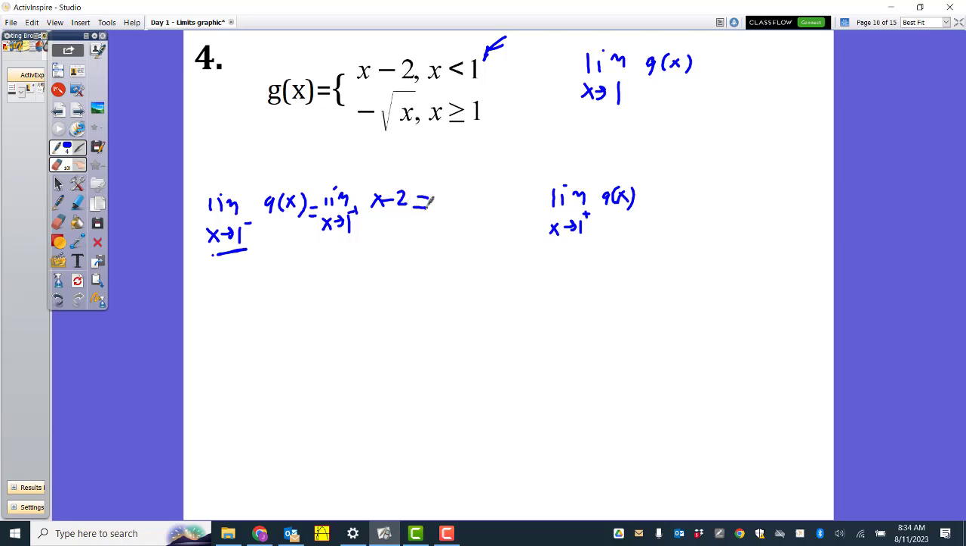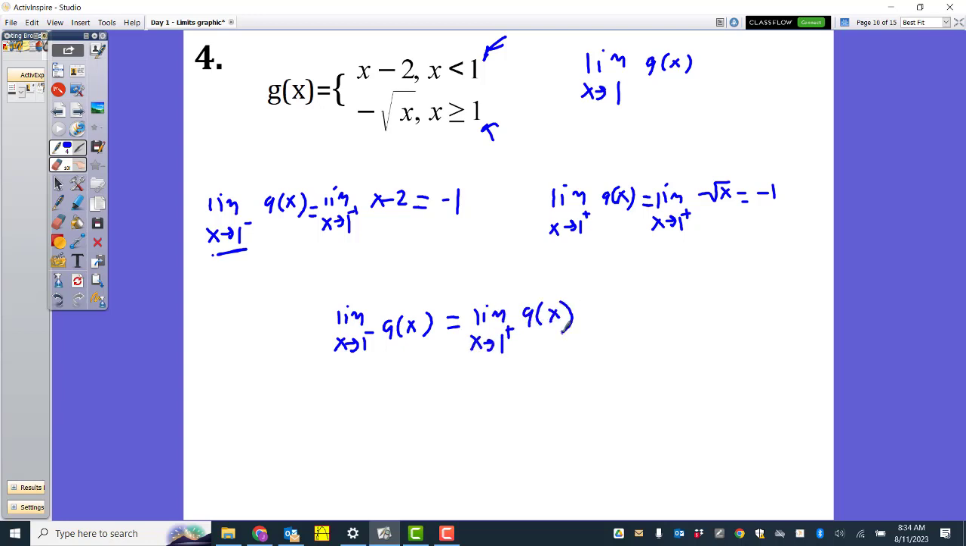This should equal -1. Then on this side, same thing. This one's now the right, so limit as x approaches 1 from the right of -square root of x. Once again, you should be able to graph that, figure out what we're looking at. As we approach 1 from the right, that gives us -1. So limit from the left equals limit from the right, and that equals -1.